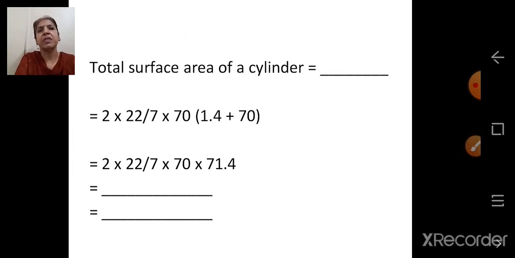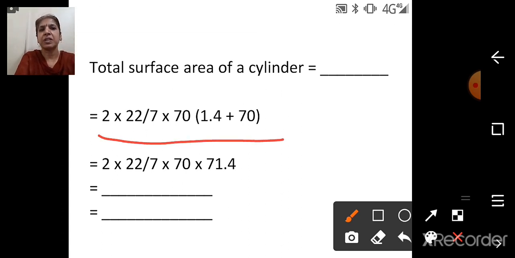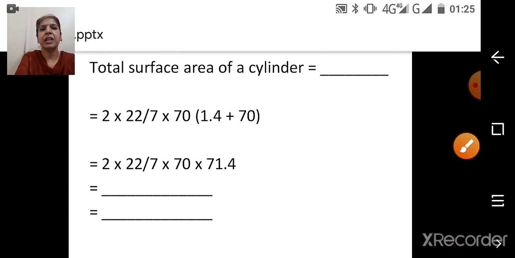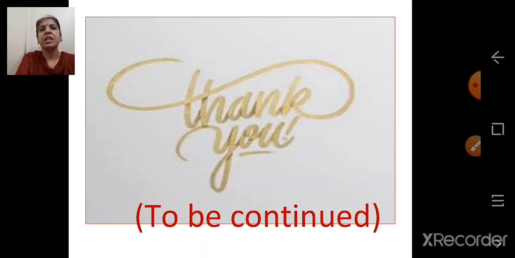Now total surface area of a cylinder. Same way what you will do, write the formula. Then you will substitute the values and do the calculation and write the answer. So this is your assignment question children. So we will stop here and continue in the next session.